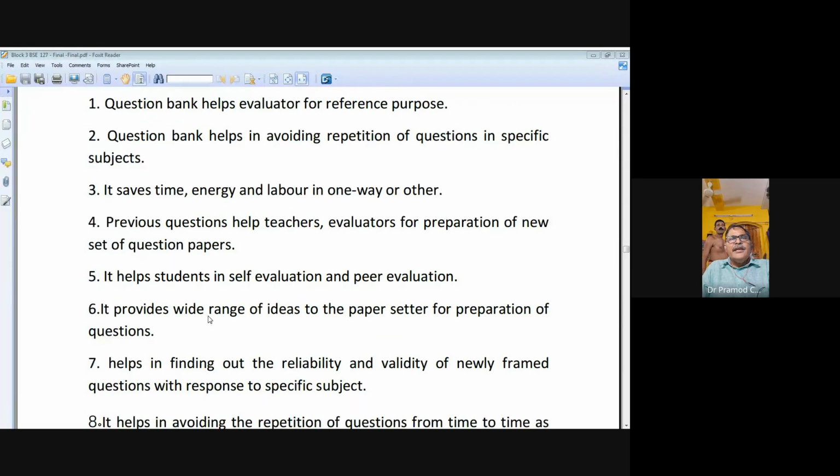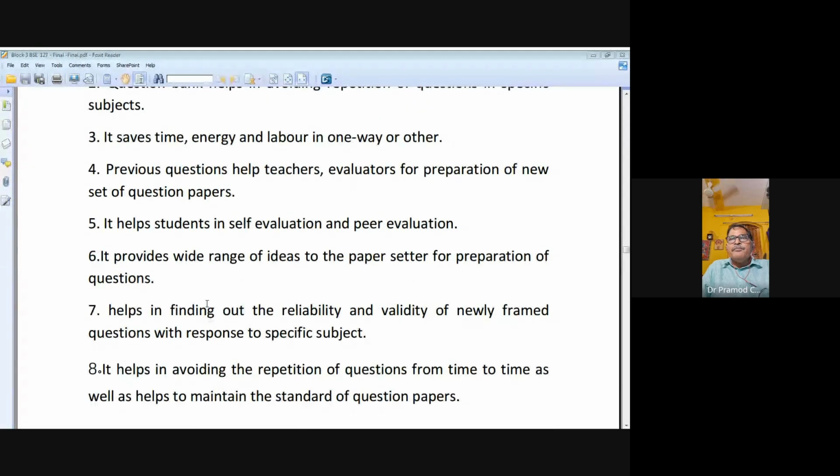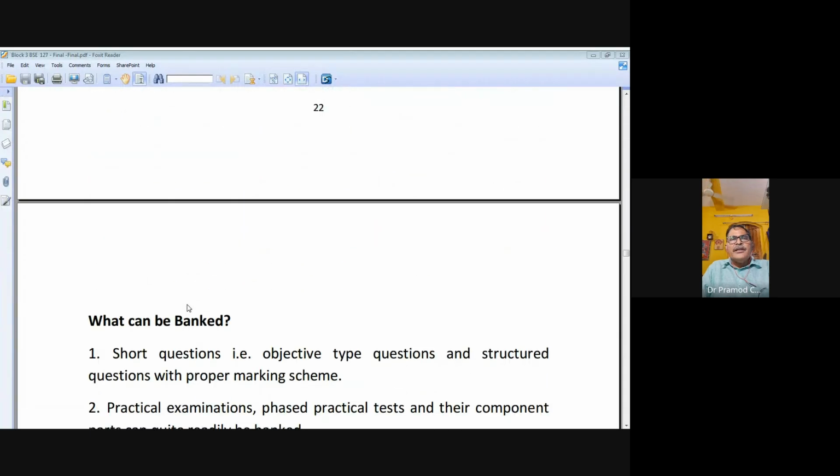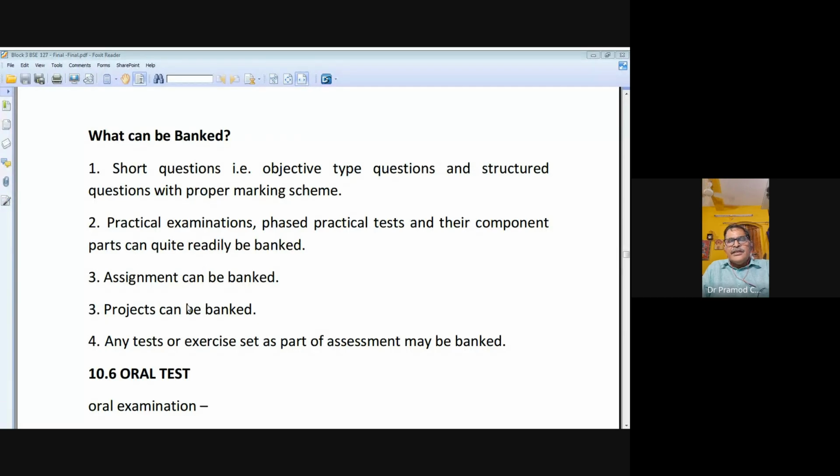So definitely it helps students in self-evaluation. Whenever students go through the question paper, they can evaluate themselves: if I get this type of question paper, will I be able to complete it properly or not? So here I am saying that it provides a range of ideas and proper setting for the preparation of the question paper. And if we have the question bank, it will be very essential for us to find the short questions, the objective type questions, and structured questions.